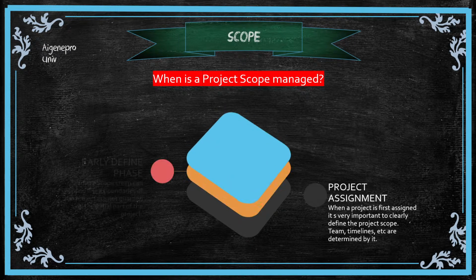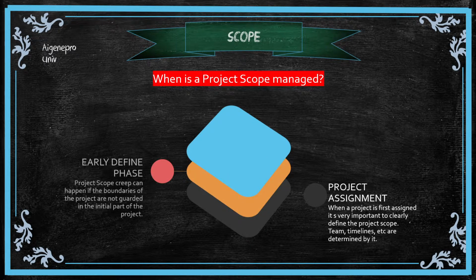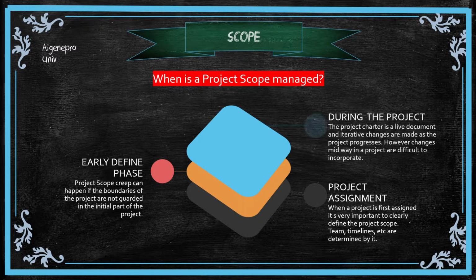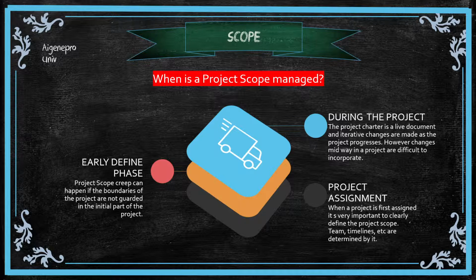Next, in the early define phase. In this part, project scope creep can happen. Stakeholders and teams can blur the boundaries of the project, if they are not guarded in the initial part of the project. During the project, the project charter is a live document, and iterative changes are made as the project progresses. These changes made midway in a project, however, may be difficult to incorporate.